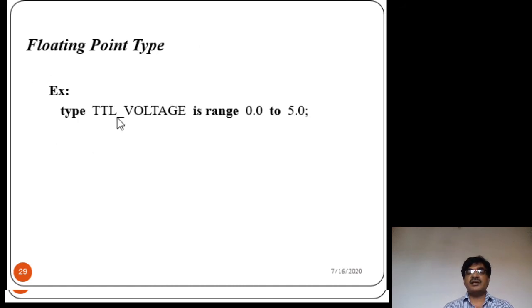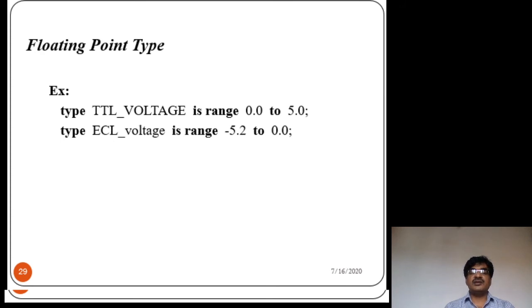Type TTL voltage is range 0.0 to 5.0. That means TTL voltage is a data type which can have values in the range 0.0 to 5.0. That means if any object is declared under the data type TTL voltage, it can accept any value in between this range. Similarly, this is another example to declare floating point types.